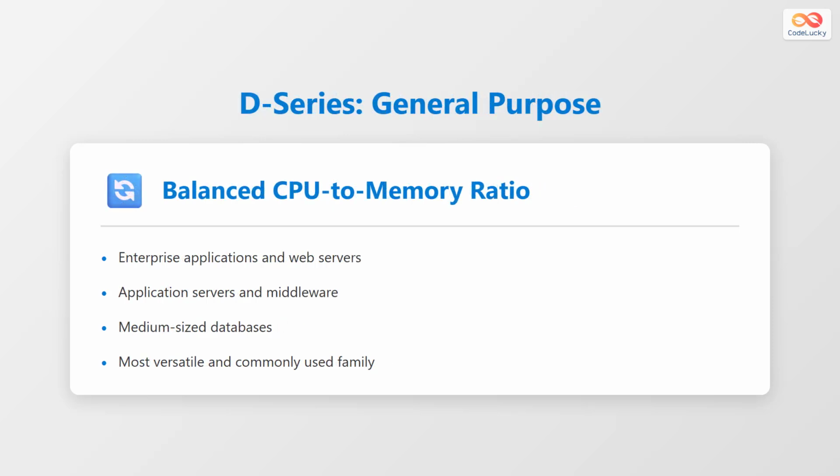D-series VMs offer a balanced CPU to memory ratio, making them the most versatile and commonly used family. They're perfect for enterprise applications, web servers, application servers, middleware, and medium-sized databases. If you're unsure which family to choose, D-series is often a safe starting point for most general workloads.